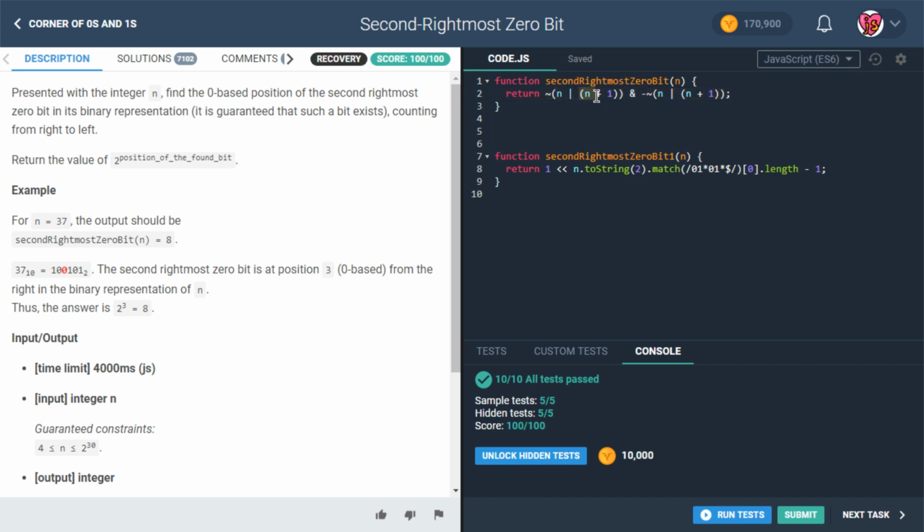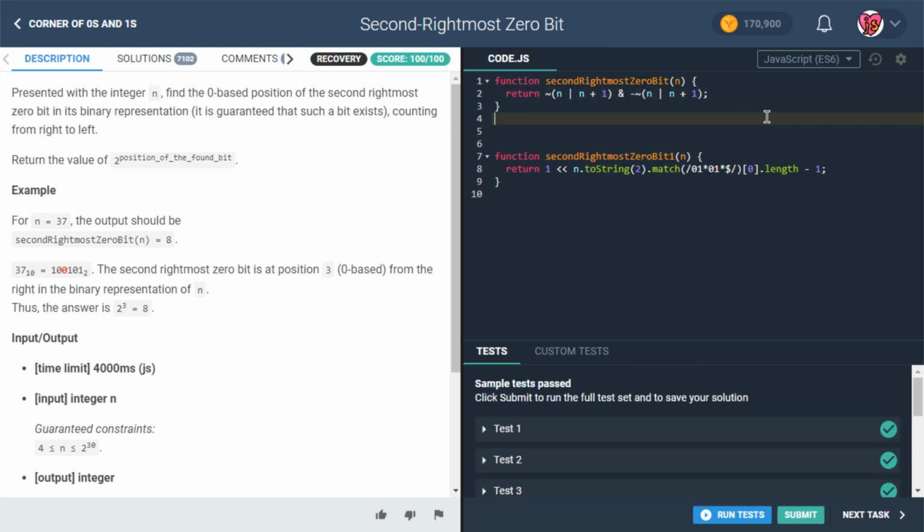Okay, so I like the idea of putting these in parentheses just for clarity, just to make it clear that we would add the one first and then we would do the or. Technically, we don't need these, though. We could just get rid of them if we wanted to make it look a little more succinct. We'll run this, and yeah, there we go.